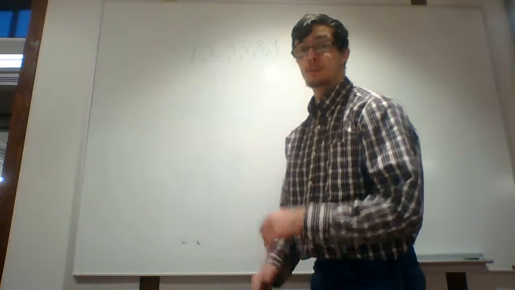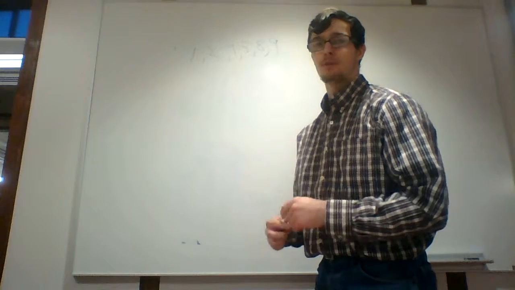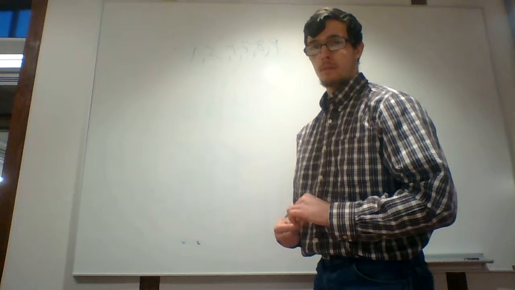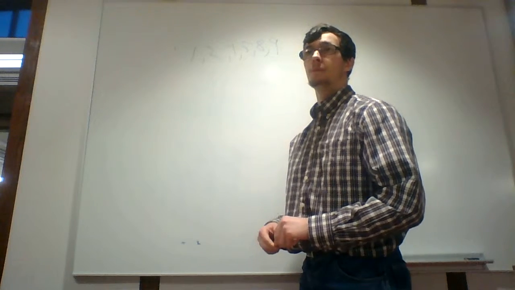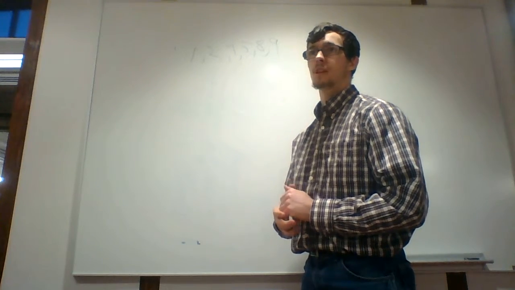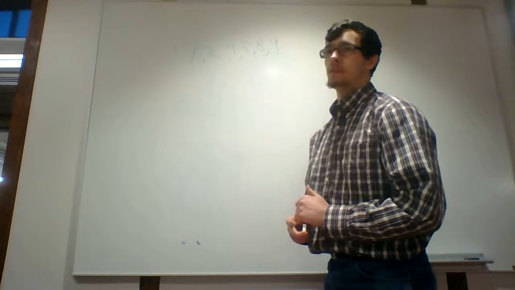Hello, this video is about Huffman coding. Huffman coding is an algorithm that was developed by a man by the name of Huffman in a term paper as a graduate student at MIT. He wrote it in 1951.